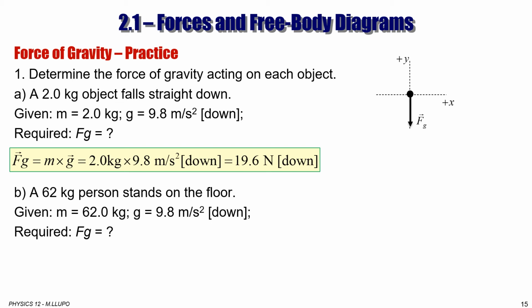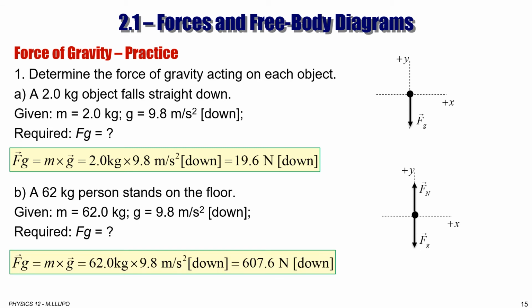Next one. A person stands on the floor. Standing on the floor means there is a force of gravity and a normal force. What is given? The mass of the person is 62 kilograms and the gravitational acceleration is 9.8 meters per second squared down. The force of gravity is mg, that is 62 times 9.8, which is 607.6 Newtons down.